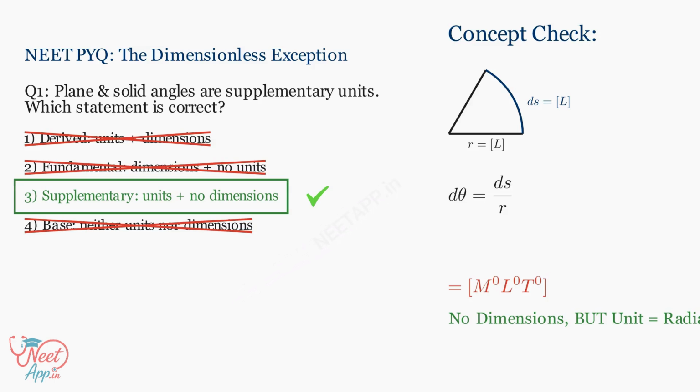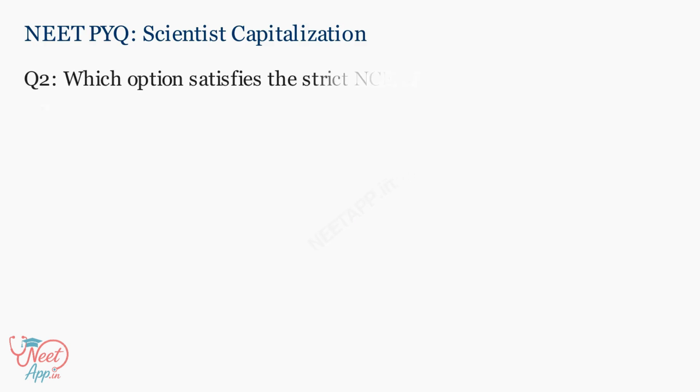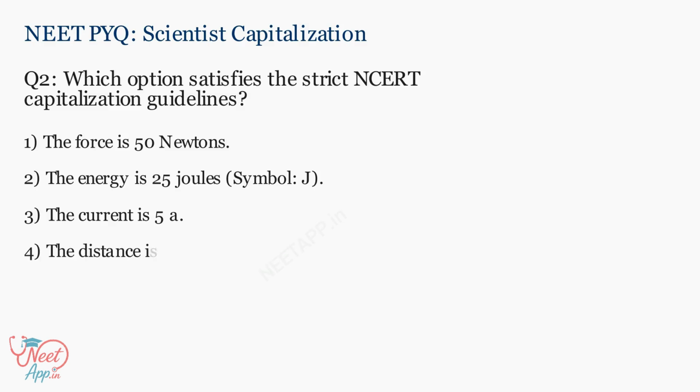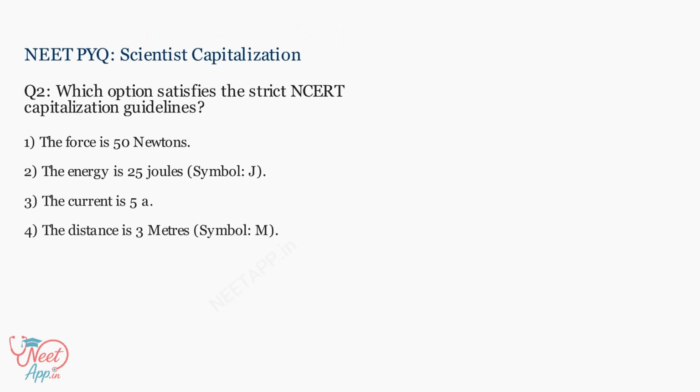We eliminate options 1, 2 and 4. Option 3 is our correct answer. Moving to question number 2. This is a classic NTA trap. We need to identify the option that completely satisfies the strict NCERT spelling and capitalization guidelines. Let's do an error analysis on the options.